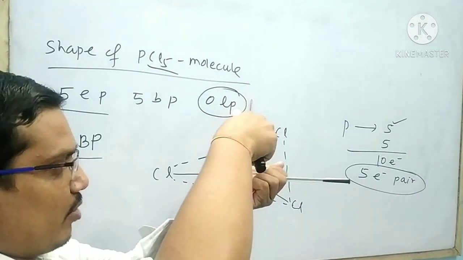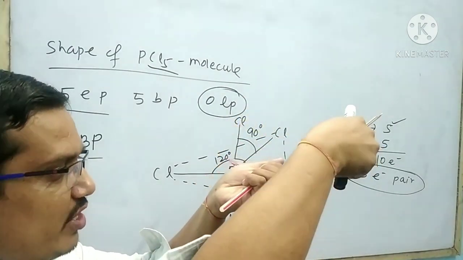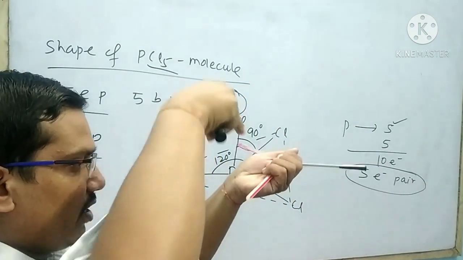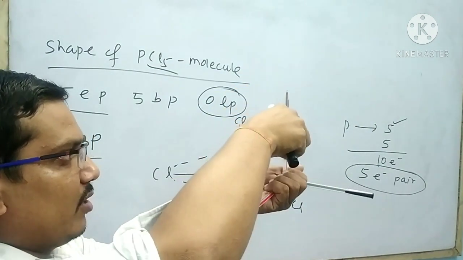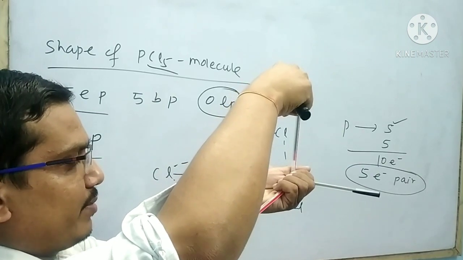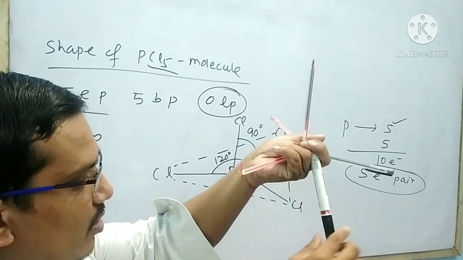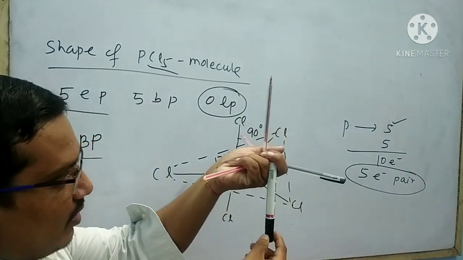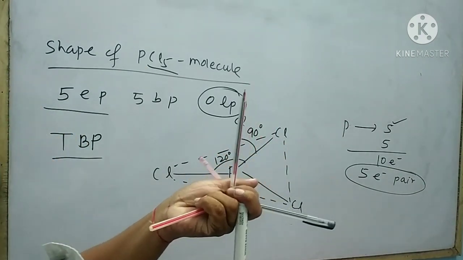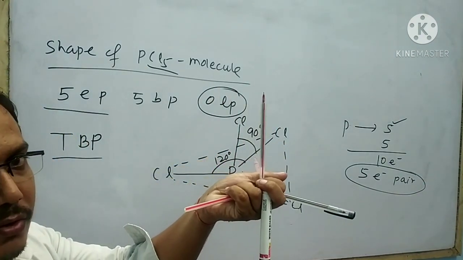Look at that. Here phosphorus atom is present. Here one chlorine atom. Here another chlorine atom. Here another chlorine atom. Here fourth chlorine atom is present. Here fifth chlorine atom is present. This is the trigonal bipyramidal structure of PCl5 molecule.